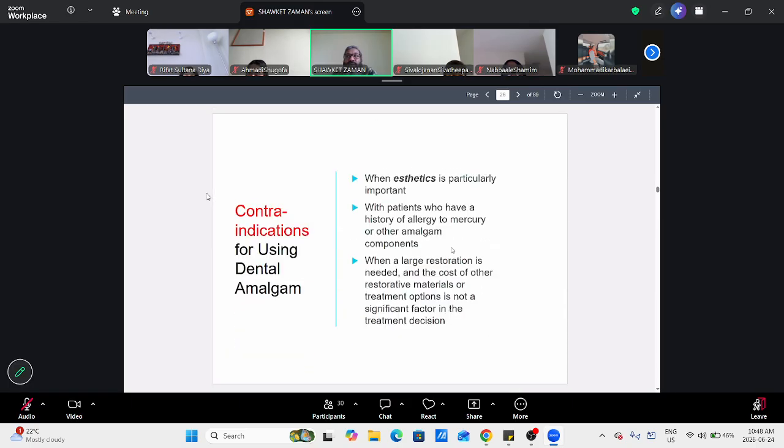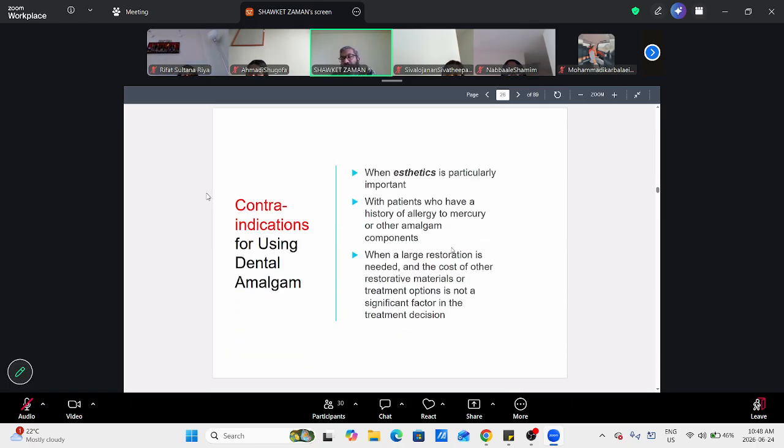On the other hand, contraindications are where you're not using it. As I mentioned, it is not aesthetically pleasant. When people are conscious about aesthetics, when aesthetics is an important factor for an individual, in that case they should not go for amalgam restorations.